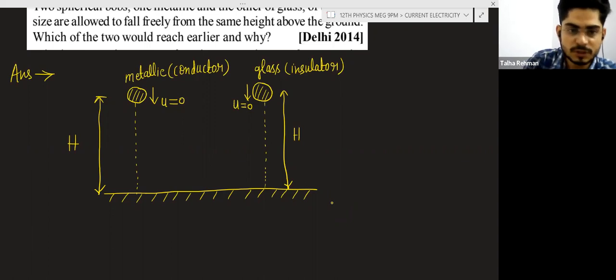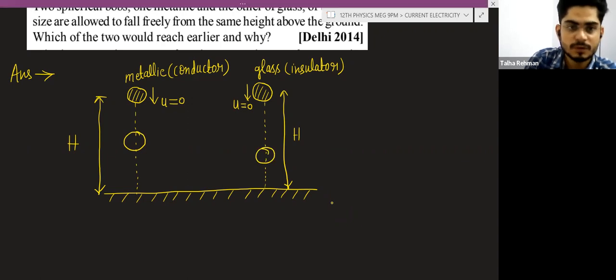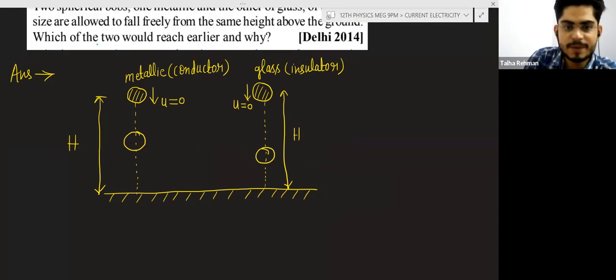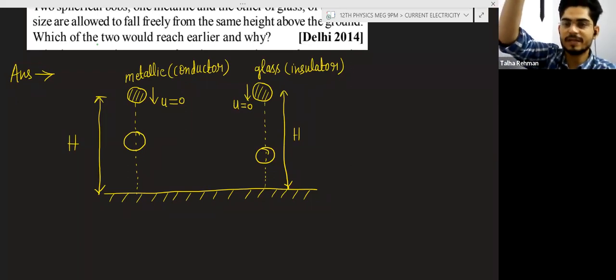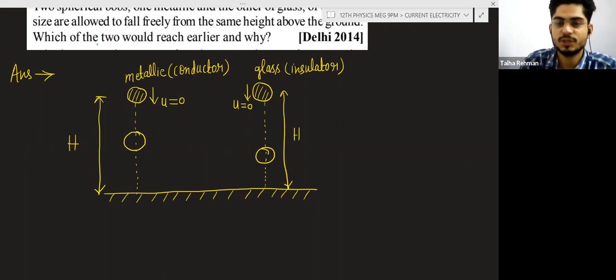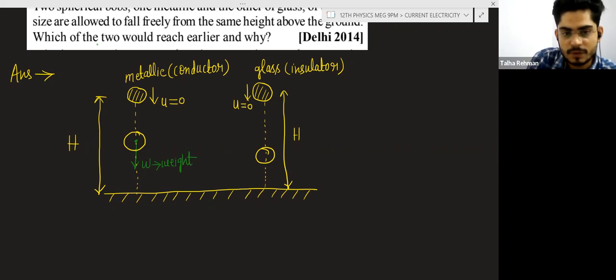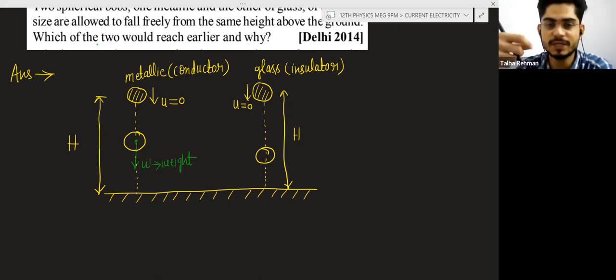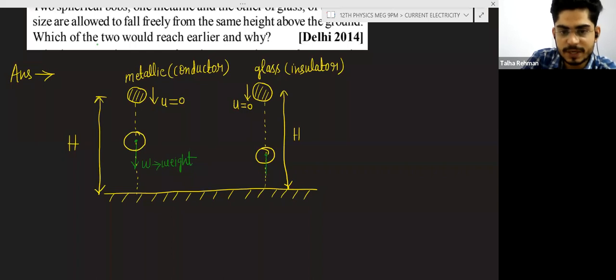They are asking. So suppose you can take some intermediate position of the ball, means when they are falling. Why does the body fall like this? Due to its weight, due to gravity, the body falls on the ground. So due to gravity, weight of this ball is acting downward and this ball is just falling. And weight of this ball is also acting in downward direction. So this ball is also falling.